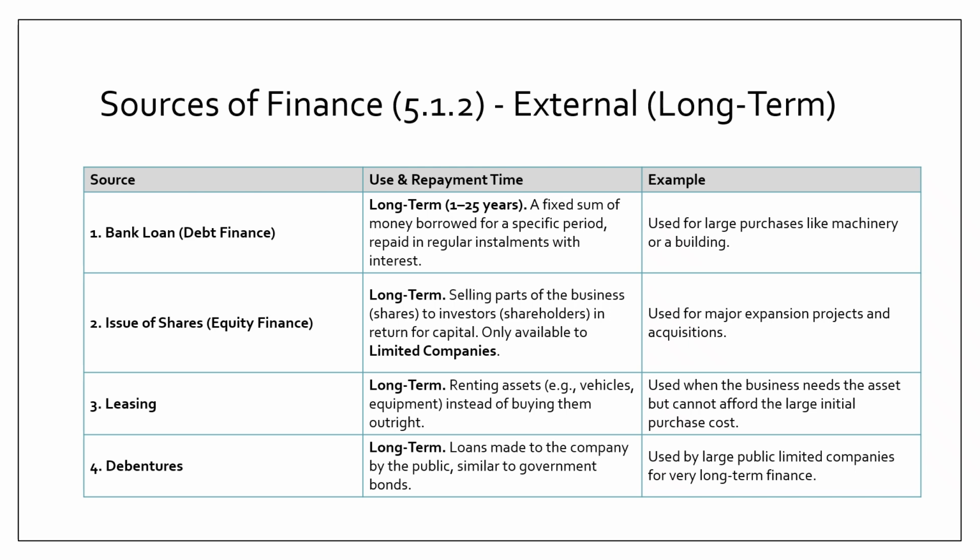Three is leasing. This is again a long-term finance. It is renting assets, for example vehicles, instead of buying them outright. This is used when the business needs the asset but cannot afford the large initial purchase cost. And finally, debentures. This is again long term, where loans are made to the company by the public, similar to government bonds. For example, this is used by large public limited companies for very long term finance.